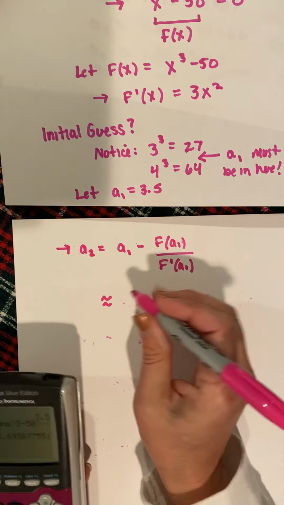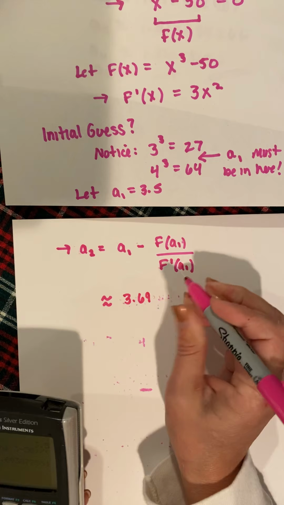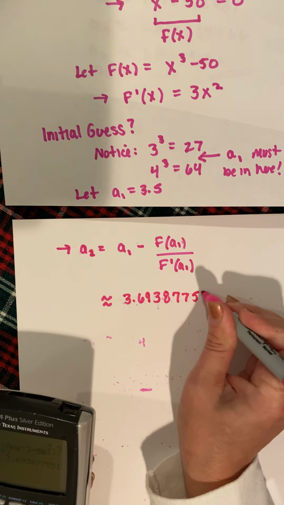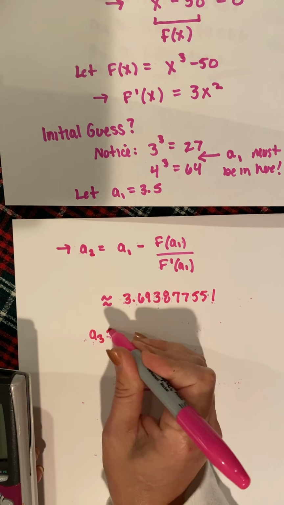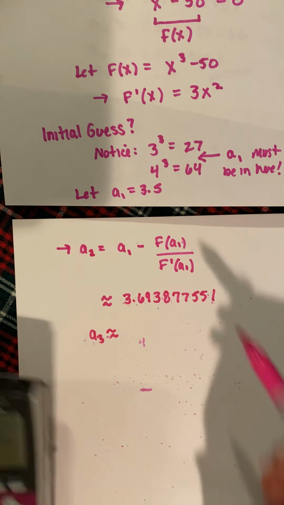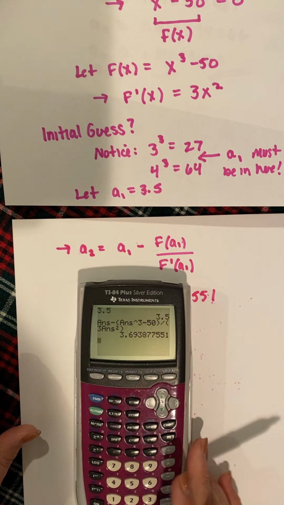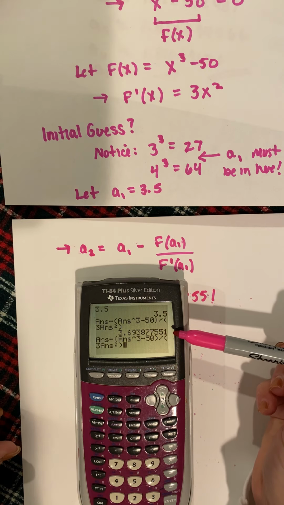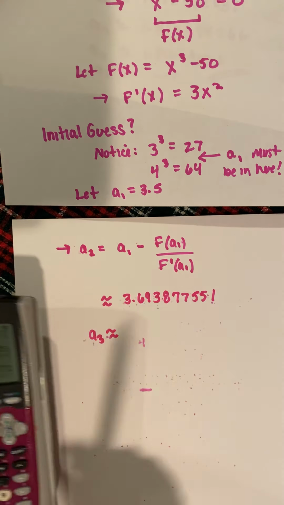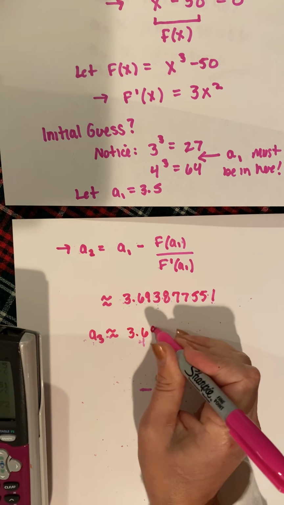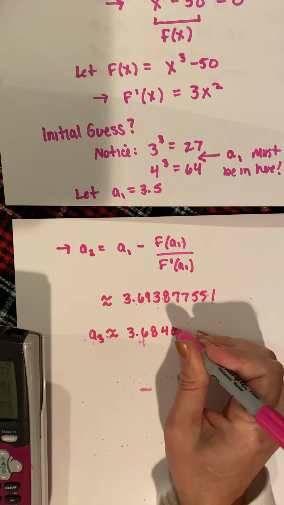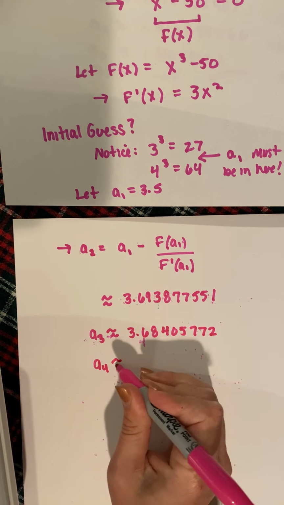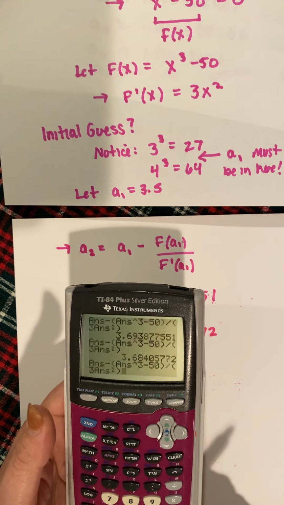I'm going to write out that approximation, with all the digits that my calculator gives me. It's 3.693877551. So my third approximation: we stick this back into the template, or we let the calculator do the work for us. I hit second enter. Now it takes my previous answer, my second iterate, and gives me 3.68405772. We see we're getting closer. My fourth iterate: I do second enter and hit enter.